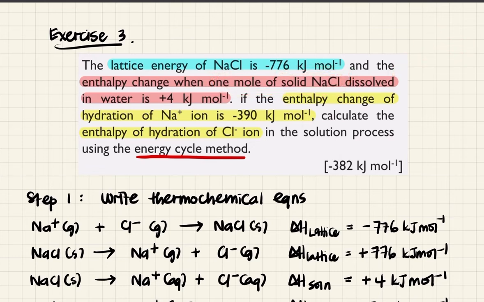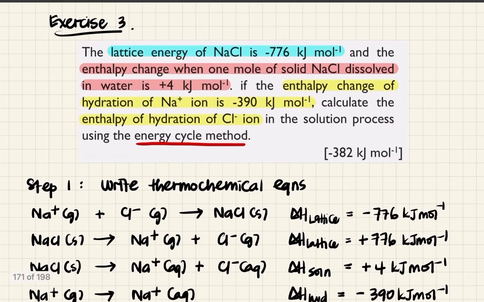If the enthalpy change of hydration of Na plus is minus 390 kilojoule per mole, so this is delta H hydration for Na plus ion. Calculate the enthalpy of hydration of Cl minus. So this is delta H hydration of Cl minus ion in the solution process, using the energy cycle method. So that means we have to draw our energy cycle diagram.